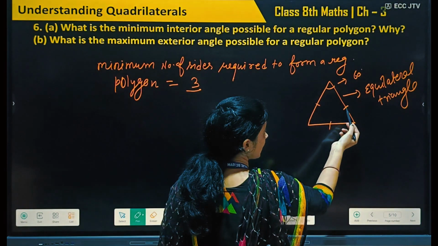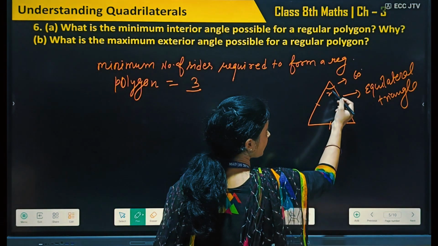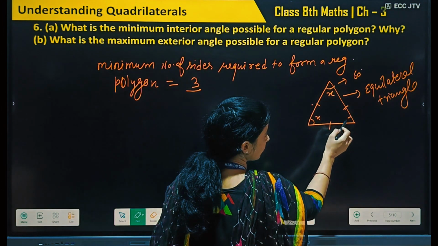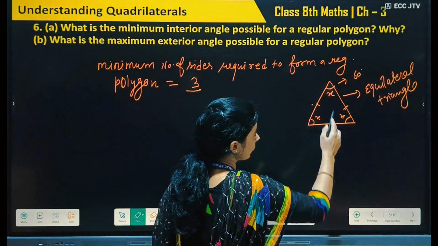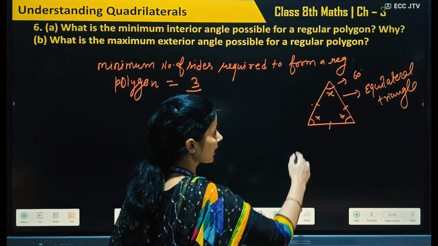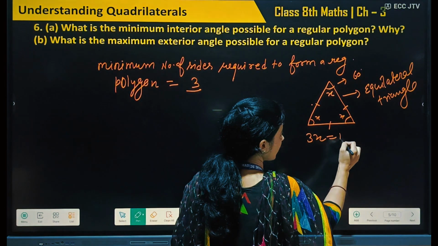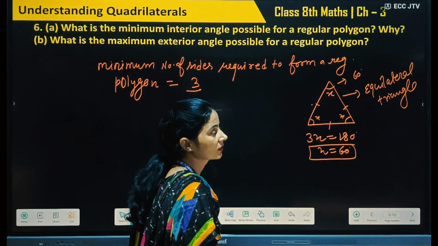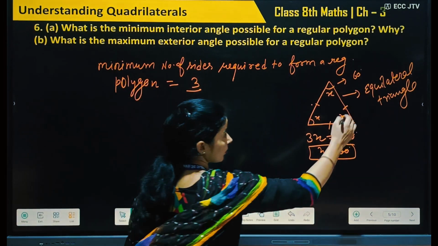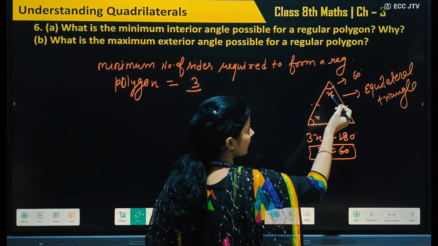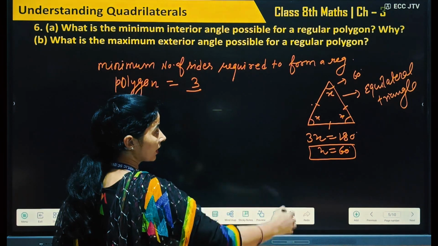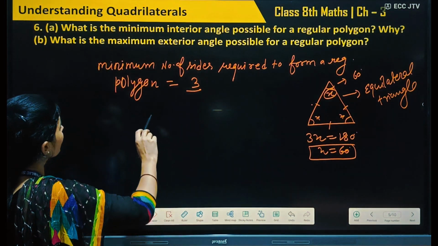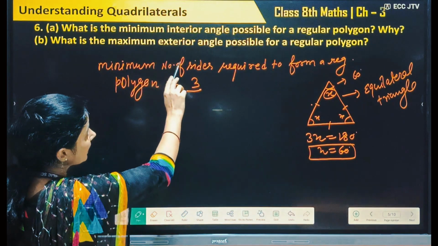See, these two sides are equal. Then the angles opposite to equal sides are equal. And if these two sides are equal, then the angles opposite to these sides are equal. So we will consider the angle x. Using the angle sum property, 3x is equal to 180 and x is equal to 60 degree. This was an equilateral triangle with 3 equal sides. Now we got its angle is 60 degree. So what will be our answer? What is the minimum interior angle possible?